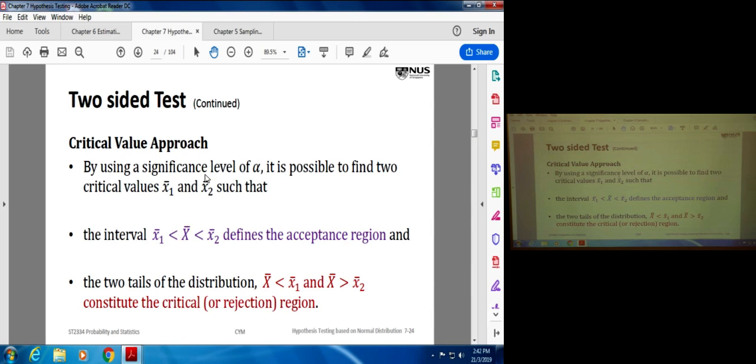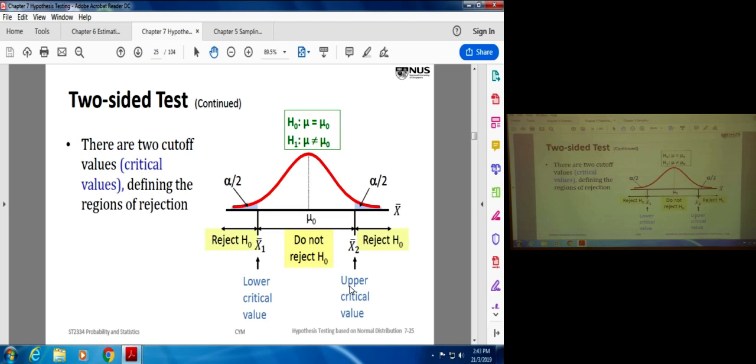So now basically by using this significance level alpha, it's possible to find two critical values, x1 bar and x2 bar, such that if x bar lies between these two values, then we accept, and otherwise we reject. Okay, that's going to be the idea here. That is the idea that we constructed on the basis of our test statistic.